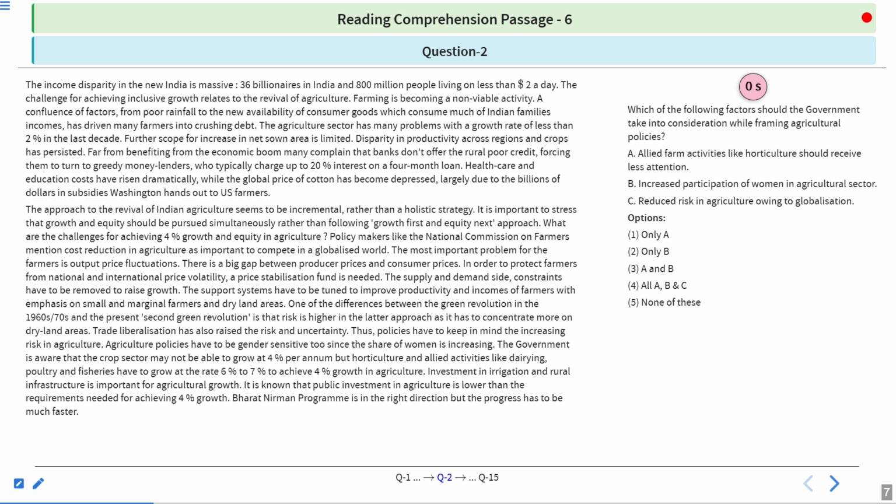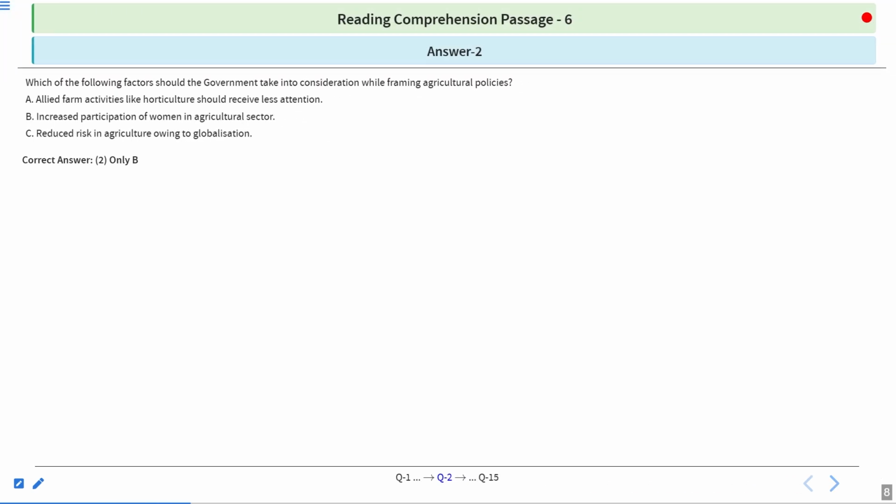I hope you've chosen the right one. Let's move to the correct answer. The correct answer is 2, only B.